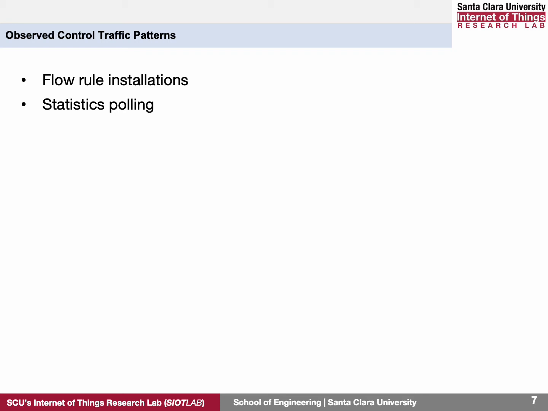The first type of messages is the flow rule installation messages. These are messages that are sent from the controller to the switch in order to install new flow rules onto those switches. Second type of messages would be statistics polling messages. These messages are the kind of messages that are sent between the controller and the switch in order for the controller to maintain an updated view of the entire network. Next, we'll describe both types of control traffic, and we'll describe our observations of them in a real testbed.